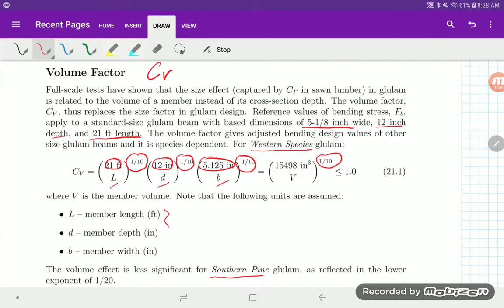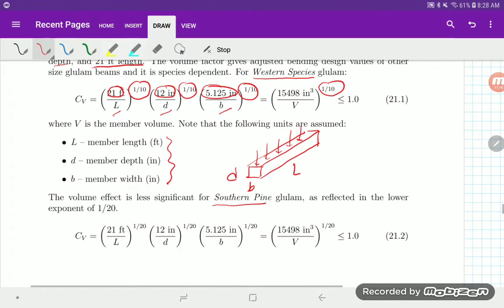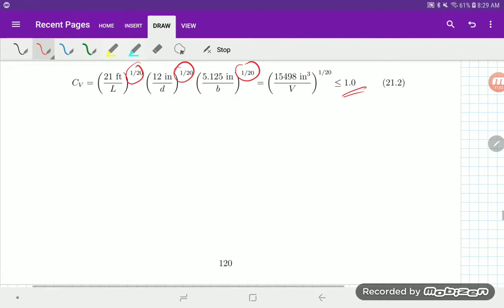Those are the numbers that I just highlighted. And then we actually have to go and check our members, the actual beam size. What is L? What is the length of the beam? And that's the length between supports. And what's B, what's D, and what's the length? And that's assuming here's our load. Okay? If it's Southern pine, the factor is 1/20, so the volume effect is less significant. So that just gives us an idea of what numbers we're going to get.